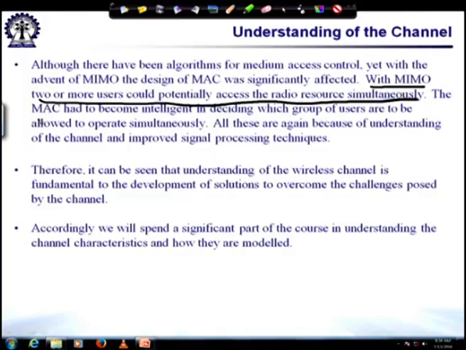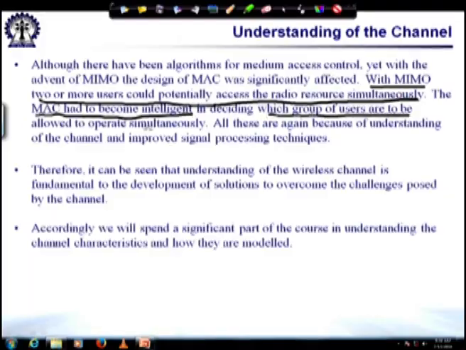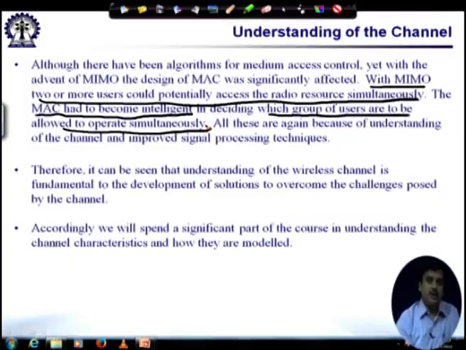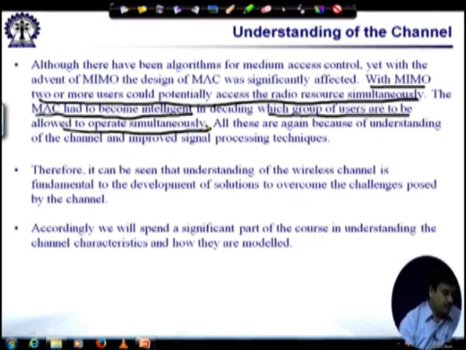With this, the medium access controller had to become intelligent in order to decide which groups of users are to be allowed to operate simultaneously. So, with the new change in the physical layer, the medium access controller, which controls access to the medium, also required to be improved, and these changes are reflected in 3G as well as 4G technologies.